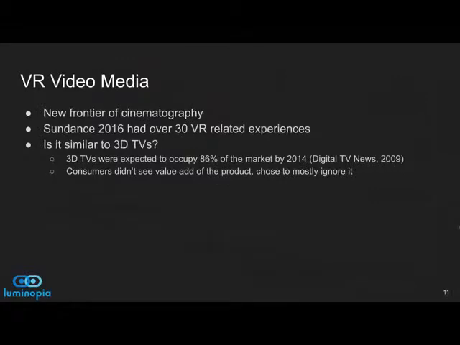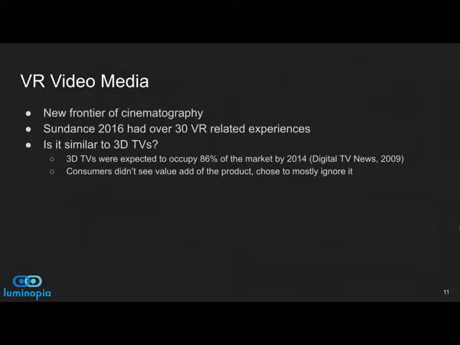Secondly, another big focus of VR is on video media, which is a new frontier for cinematography. You're seeing a lot of cinematographers get quite interested in it. At Sundance 2016 and last year as well, this year there were over 30 VR-related movie experiences. So VR video is definitely gaining popularity, but it does beg the question, how similar is it to 3D TVs?